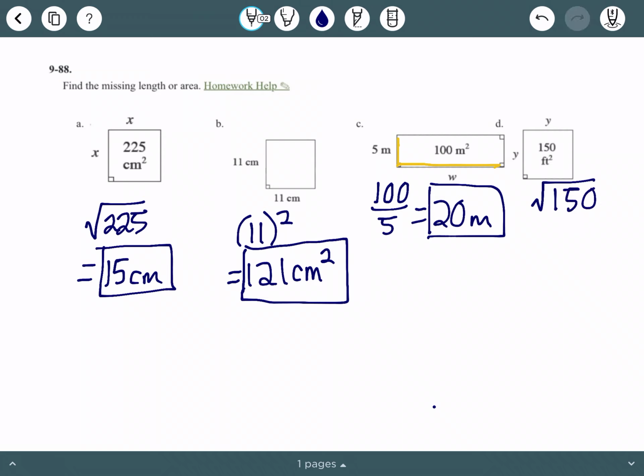Again, to put that in my calculator, I'm hitting that square root symbol or that radical sign. I'm putting in 150, and then I need to scroll out from under the radical sign. So the square root of 150 is going to be approximately, if we round to the nearest hundredth, it is going to be approximately 12 and 25 hundredths.